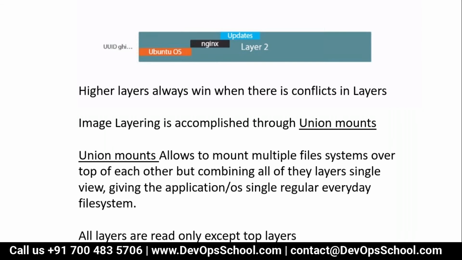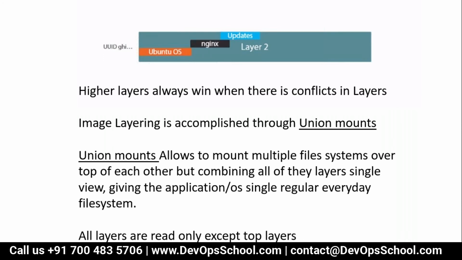So what is union mount doing? Union mount allows you to mount multiple file systems over top of each other, combining all of the layers into a single view, giving the application or OS a single regular everyday file system. All layers are read only except the top layer. So these are the four statements you have to understand.